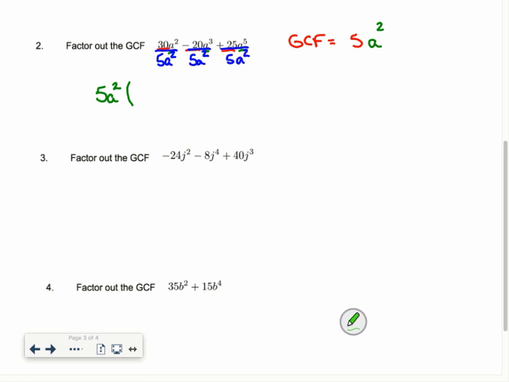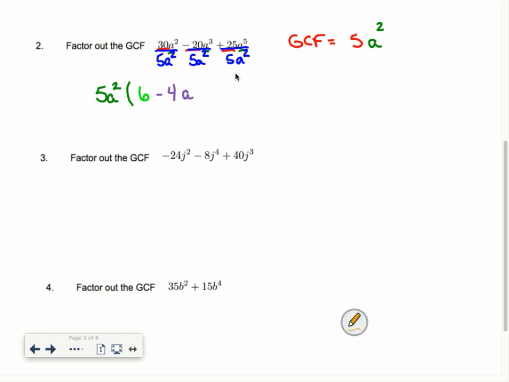So the first one, 30a squared divided by 5a squared. So 30 divided by 5 is 6. And then a squared divided by a squared cancels each other out, leaving you with no a. The next one, negative 20a cubed divided by 5a squared. Negative 20 divided by 5 is a negative 4. A cubed divided by a squared. 3 on top, 2 on bottom, leaving you with 1.